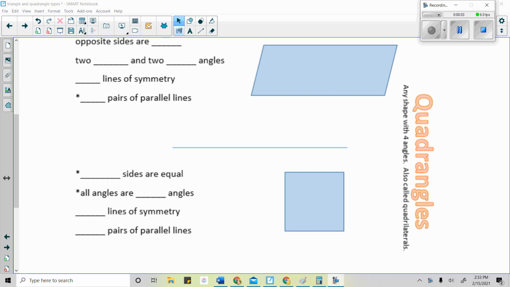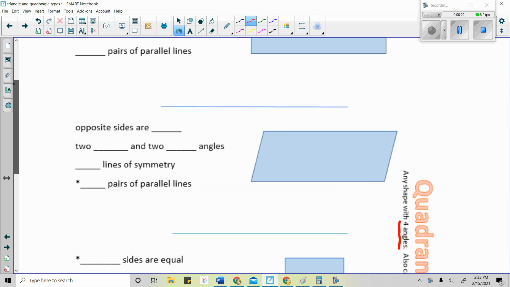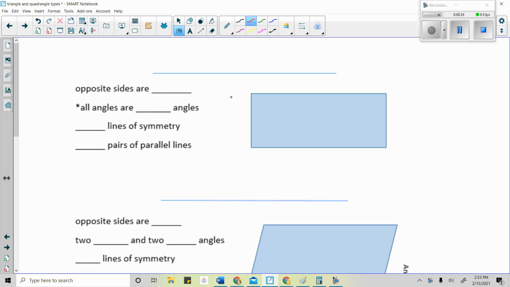Yesterday we went over our triangle types, so today we're going to be going over our quadrangle types, or quadrilateral types. This is the family of shapes that has 4 sides and 4 angles. Yesterday it was triangles, today it's quadrangles, so that has 4 sides, and there are a bunch of different shapes in this family. I'm going to go over all of them, and you're going to need to get this stuff typed up into your note sheet so that you have it.